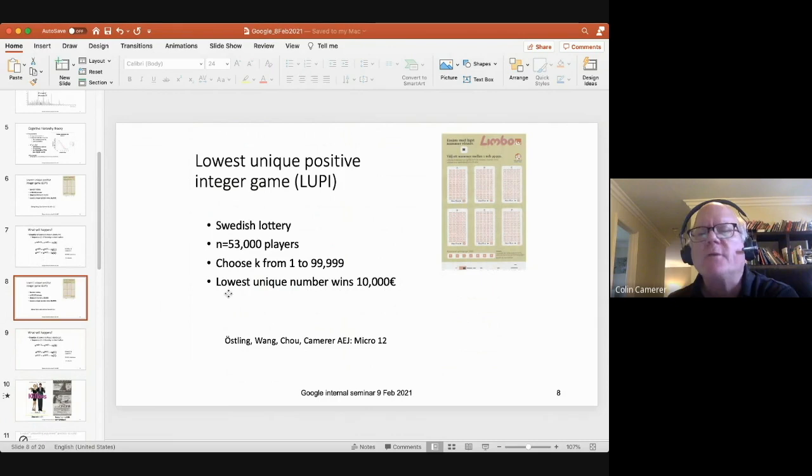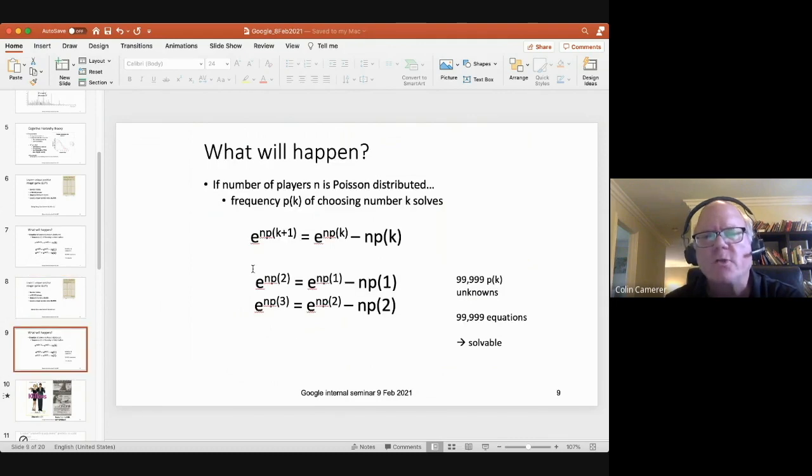Anyway, what turns out is a lot of people pick 1, and a lot of people pick 2, and by a lot I mean way more than are predicted in this Poisson-Nash equilibrium. The Poisson-Nash equilibrium is a wild property. It's basically a super flat distribution. So the most frequent number, P of 1, is the highest value. P of 2 is a little bit lower, P of 3.